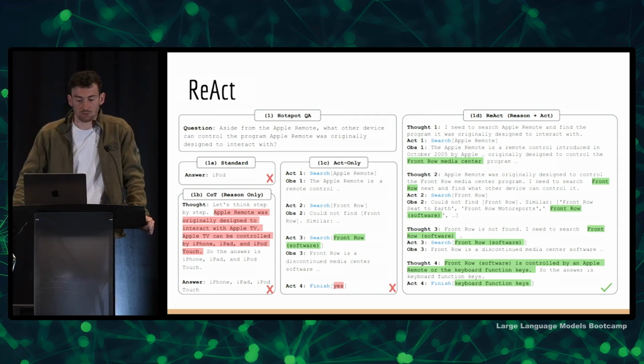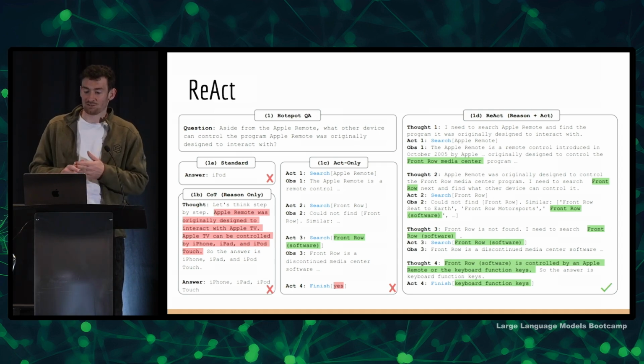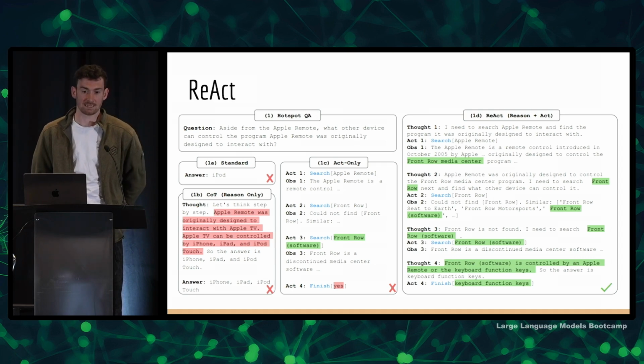So here there's this question: aside from the Apple Remote, what other device can control the program Apple Remote was originally designed to interact with? And so the most basic prompting strategy is just pass that into the language model and get back an answer. We can see that in 1A standard, and it just returns a single answer, and we can see that it's wrong.